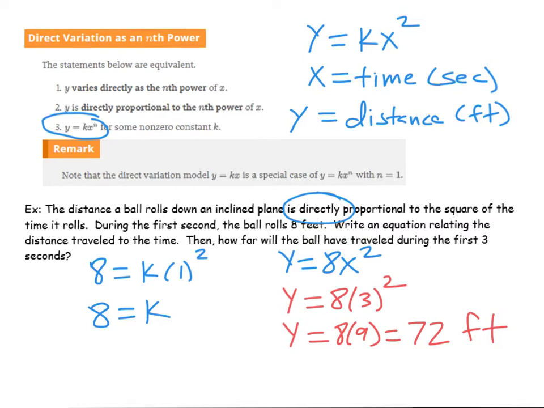It rolled 8 feet in the first second, but then as this ball goes down this inclined plane, it starts to roll faster and faster. So it covered more distance in the second, and then it covered even more in the third. That's why we need the x squared, right? A first power or a linear model would not have been appropriate.